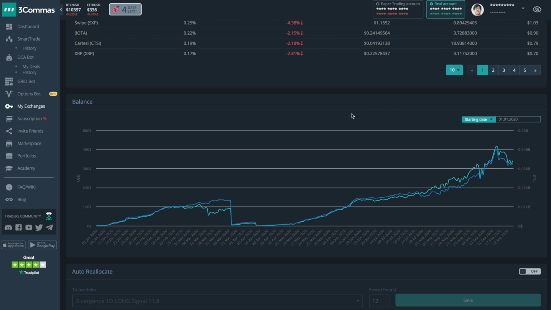So essentially, this is how you can view your portfolio as well. 3Commas is hands down the best cryptocurrency trading platform ever. But anyway, the portfolios just make it even better. It's the cherry on top, right?